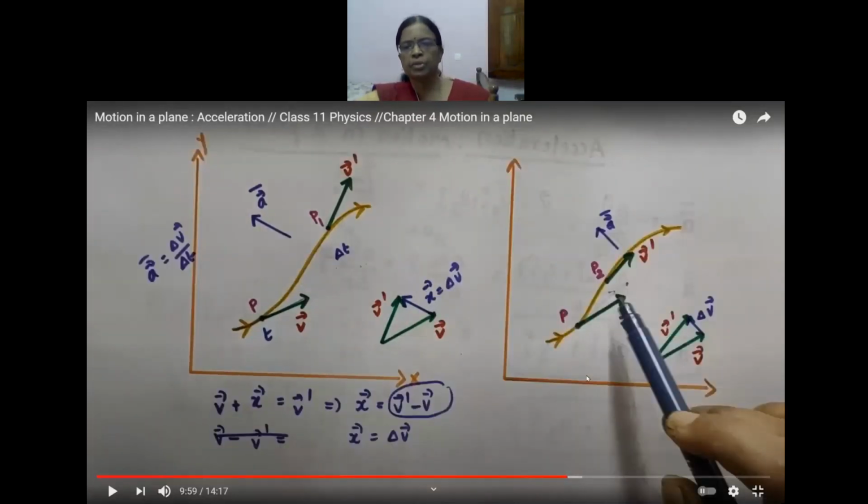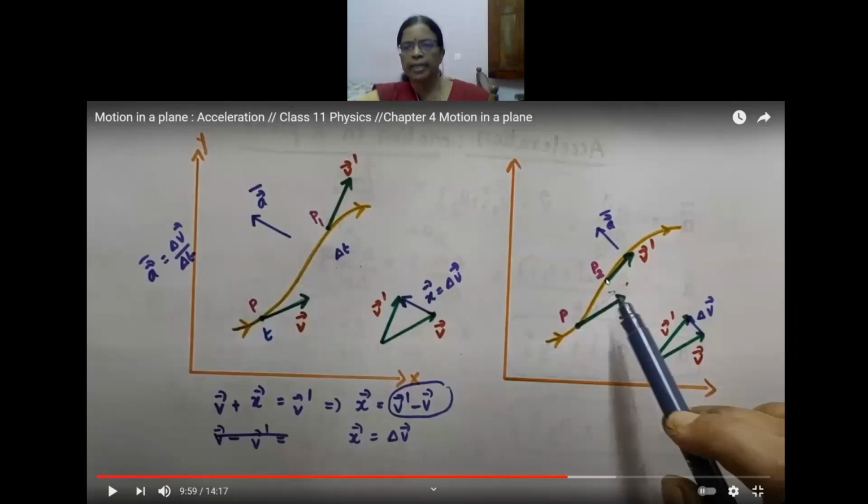Instantaneous acceleration means the time interval we have to reduce to 0. First we have taken this much time interval delta t. Then later we have taken 2 very nearby points. Then you see the direction of delta v. Here you see vector v, vector v dash. The direction of change in velocity is marked.